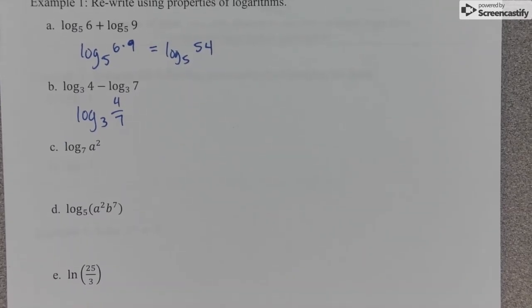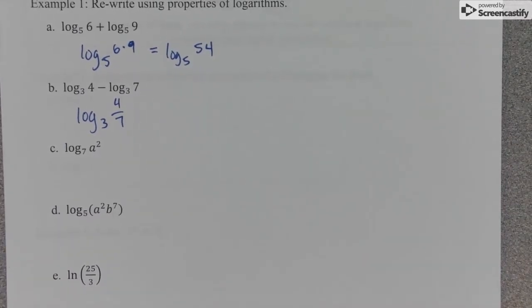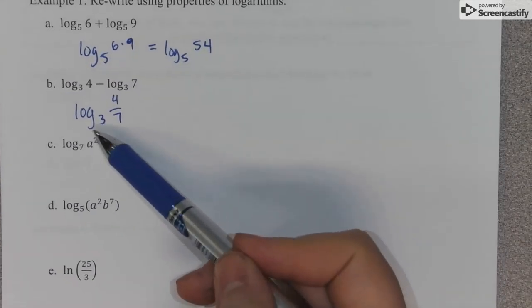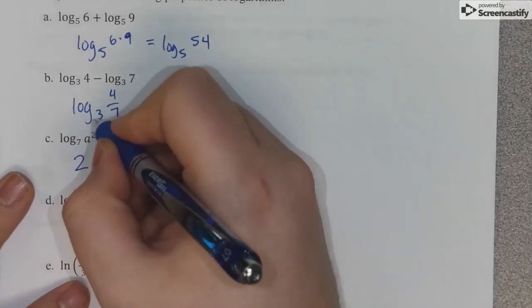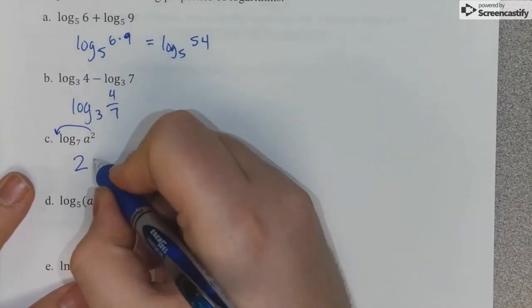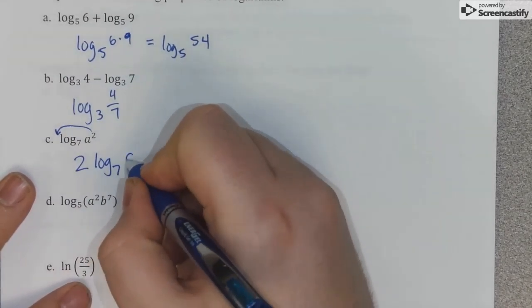Part C is asking you to use the power property. So I have log base 7 of a squared. The power property says I'm just going to take this exponent and move it out front. So this is going to become 2. So this exponent moves out front. So this is 2 log base 7 of a.